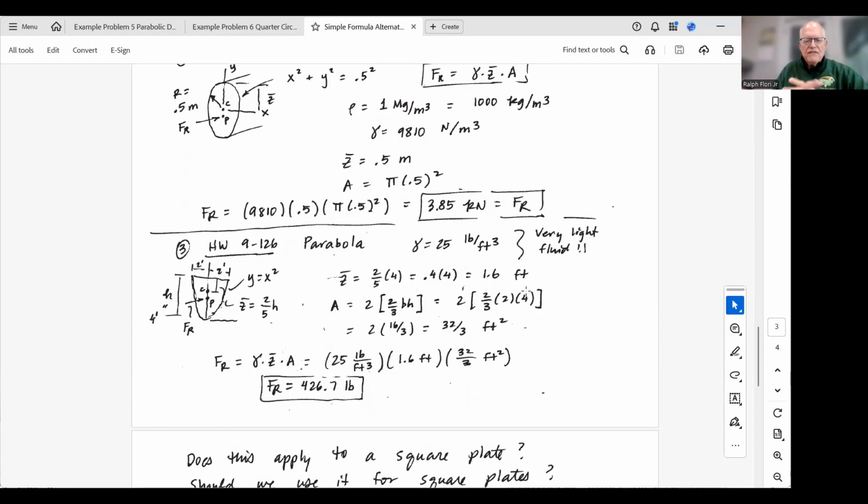So these are end of tank problems. Integration is something you might do for fun, but you certainly don't want to do it on an exam. Just learn to use the gamma Z bar A formula for these end of tank problems, and you're good to go.